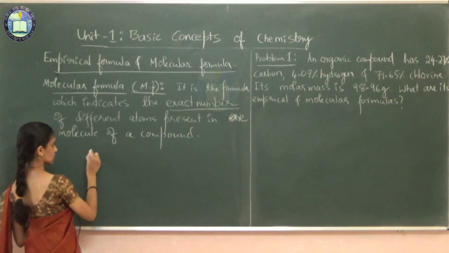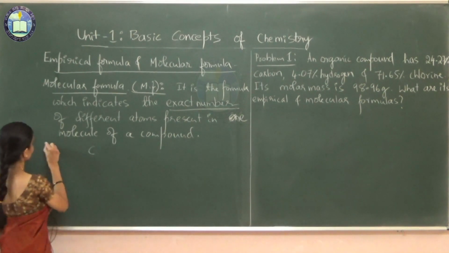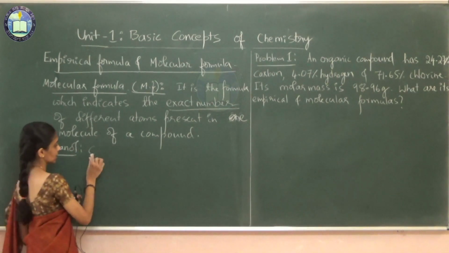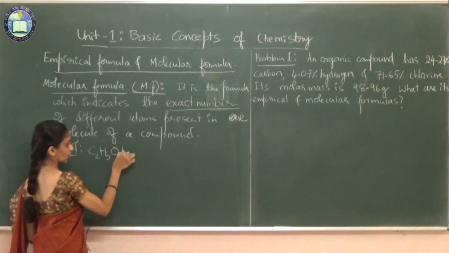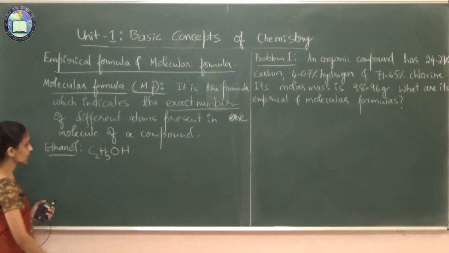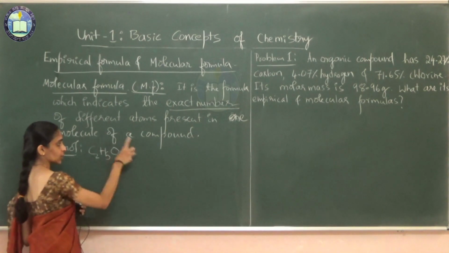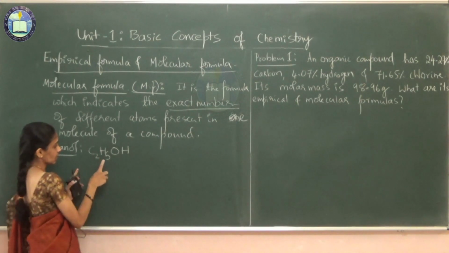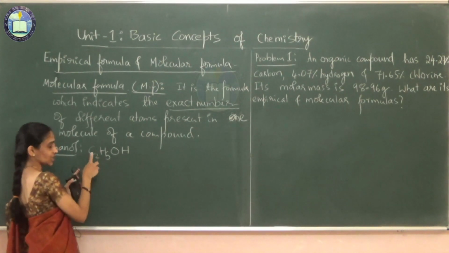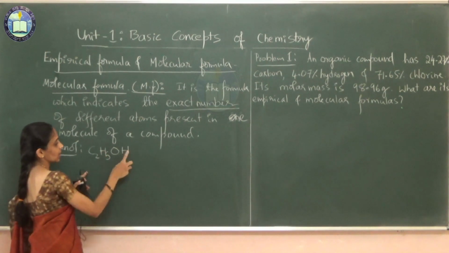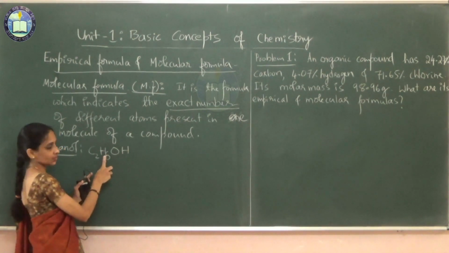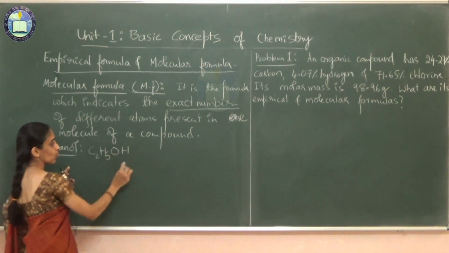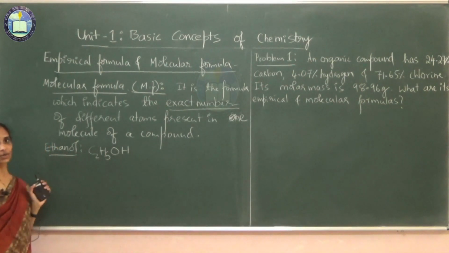So, take a compound, say ethanol. I'll take the compound ethanol. One molecule of ethanol I'll take. So, this is the molecular formula of ethanol. It is indicating the number of carbon atoms present, the number of hydrogen atoms present, and the number of oxygen atoms present in one molecule of ethanol.